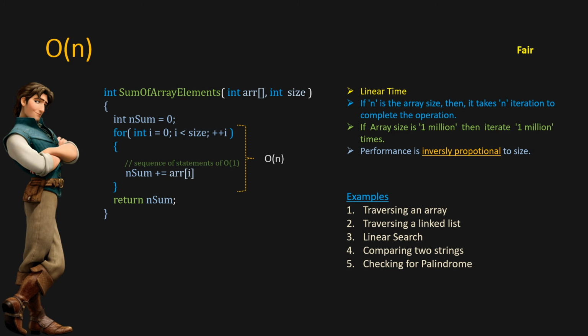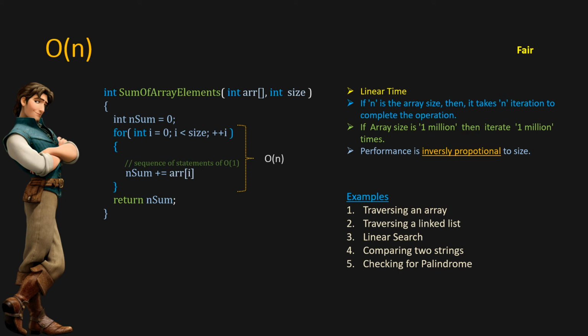Let's see a programming example. Here, we have written a function, sum of array elements, to find the sum of all elements in the array. For this, the program has a for loop that iterates through each element of the array and sums up the values. The linear time complexity of such a single for loop can be represented as O(n). That is, if n is the array size, then it takes n iterations to complete the operation. If the array size is 1 million, then there will be 1 million iterations. Here the performance is inversely proportional to size.